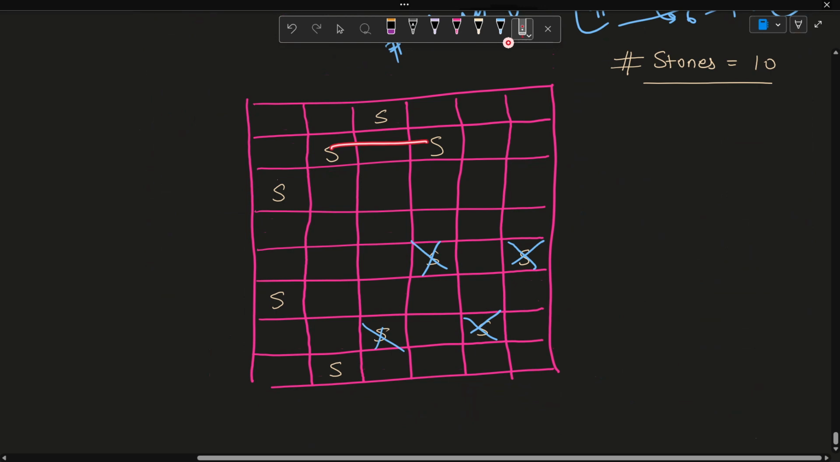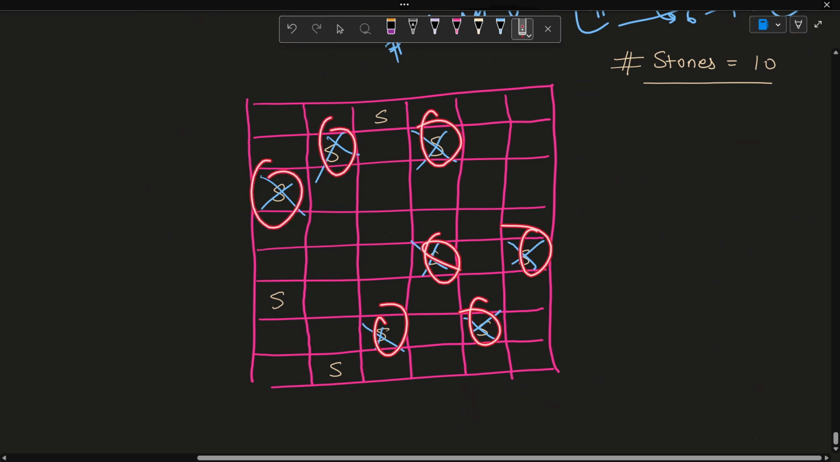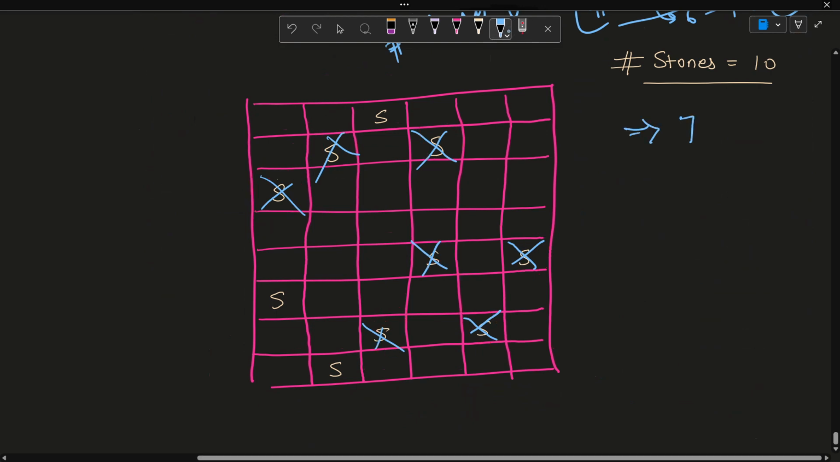Now I see these two are sharing the row value, so I remove this stone, and these two are sharing the column value, so I remove either of them, so I remove this. Now for the remaining, these two are sharing a column value, so I remove one of them. So how many did I actually remove? If you count 1, 2, 3, 4, 5, 6, 7, so the answer to this question is 7. You can't do better than 7, and I would tell you this 7 is the best that you could get.